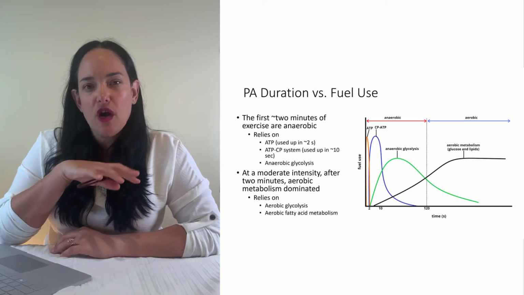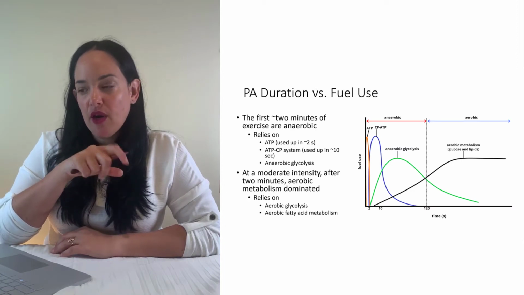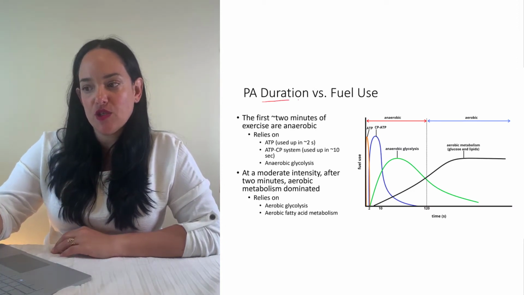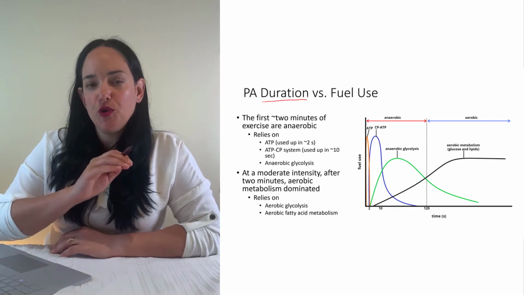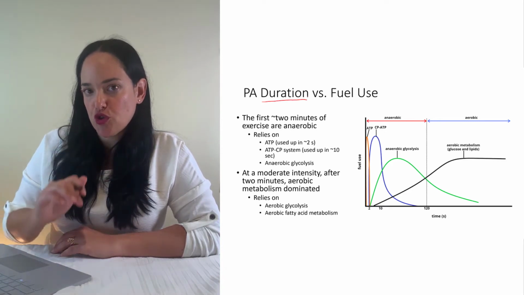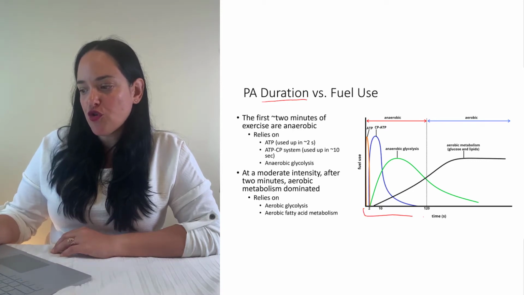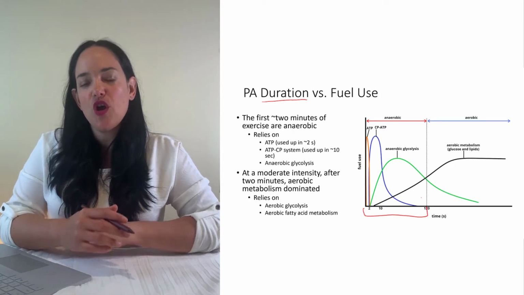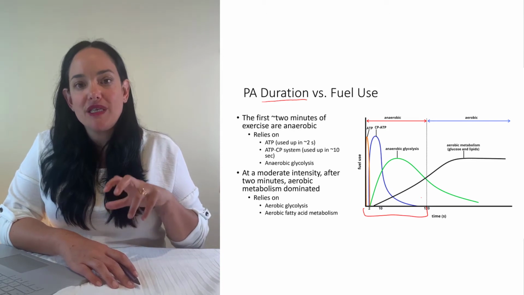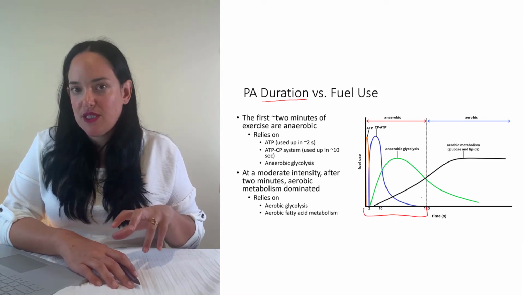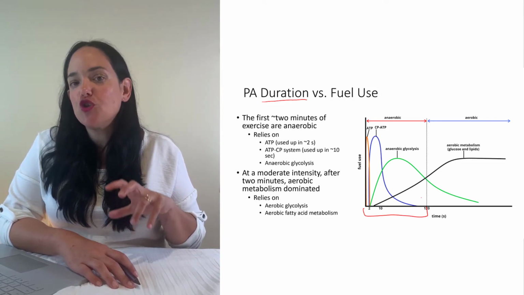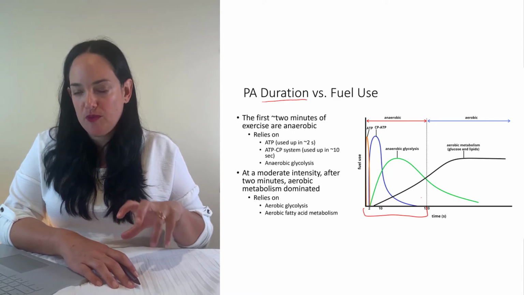One of the ways we can talk about fuel use is to compare it to the duration of exercise. We preferentially use certain fuels during certain parts of exercise. The first 2 minutes of exercise, we are in an anaerobic state, which means that we have a limited choice of which fuels we can use.